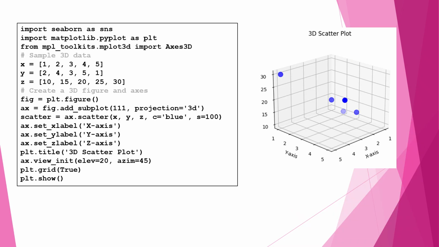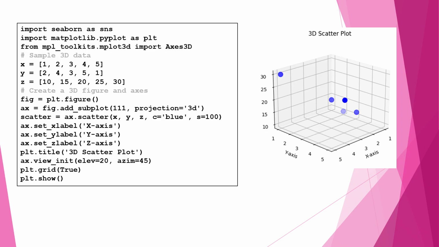This code represents how to create a 3D scatter plot using Matplotlib. First, sample data for X, Y, and Z axes are defined, representing 3 variables. A 3D plotting environment is created using fig.add_subplot with projection set to 3D. The ax.scatter function is then used to plot the points in 3-dimensional space, where c controls the color and s controls the size of the marker.